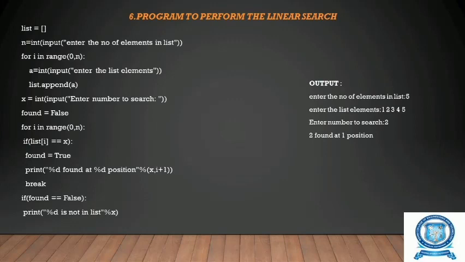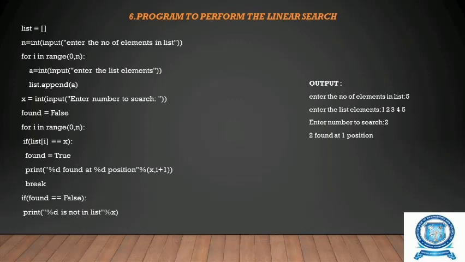Then using the for loop, with the iterating variable I, we are getting numbers one by one into the list here. So range of 0 comma n, that is from the index 0 to the n value, that is the limit we have given for the number of elements in the list. Okay, so A is equal to int of input of enter the list element. So we are going to enter all the list elements one by one, and it is going to be appended to the list. So we are using the append function here.